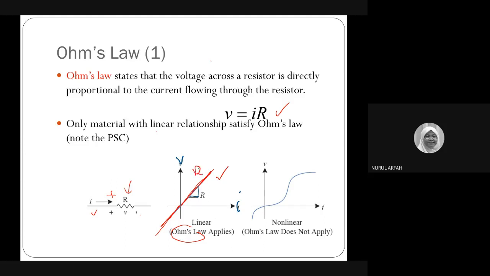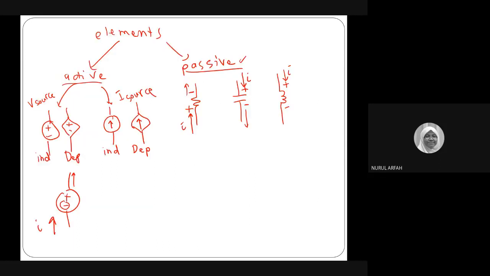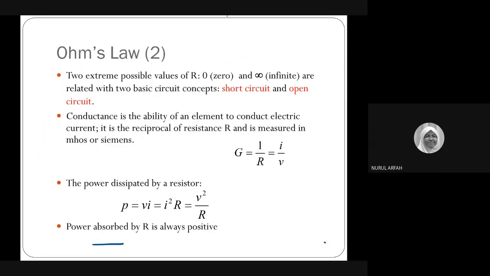Yes, we may have a positive R and also we may have a negative R. But later on, if we have that example, then we can look at the negative resistance. But yes, resistance can be negative. Okay. Right.